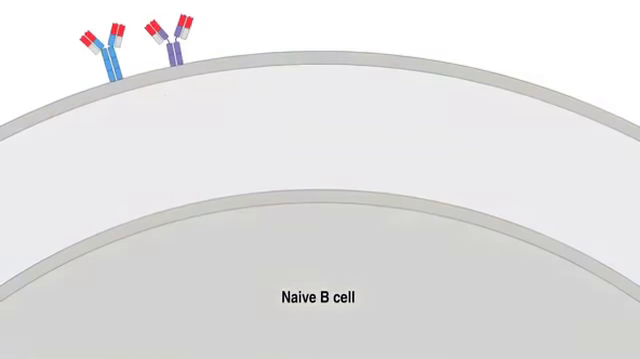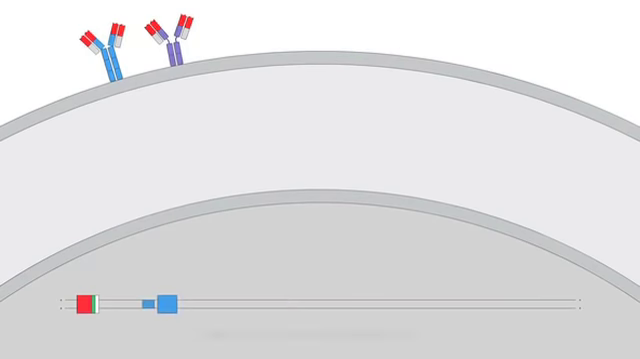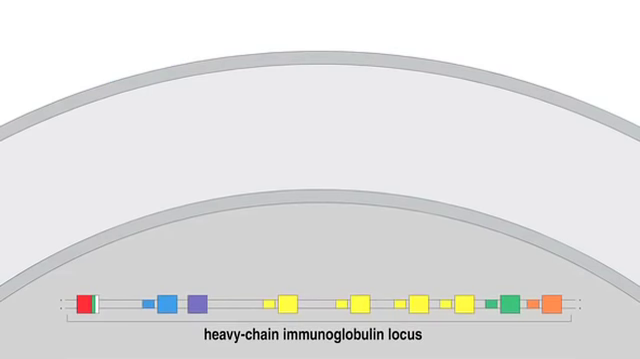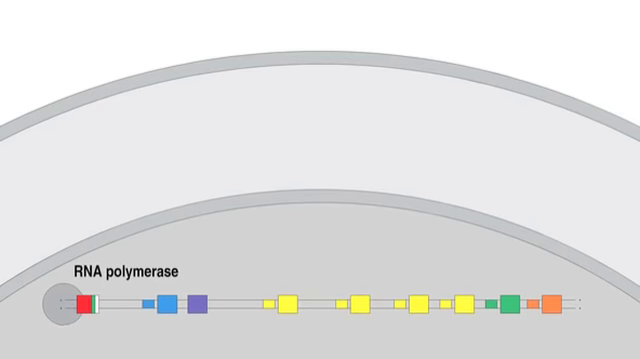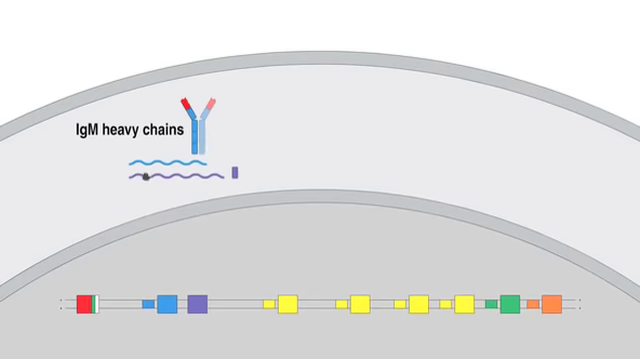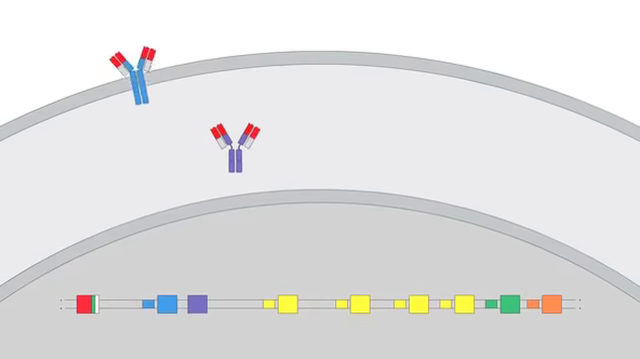Naive B cells can only express surface immunoglobulin of the IgM and IgD isotypes. In these cells, the heavy chain immunoglobulin locus has previously undergone VDJ recombination that placed rearranged V, D, and J segments upstream of the C mu and C delta constant regions. Transcription initiated upstream of the rearranged VDJ segments can produce alternatively spliced mRNA transcripts that generate either IgM heavy chain or IgD heavy chain proteins. After translation, the functional IgM and IgD proteins associate with light chain proteins and become expressed on the cell surface.